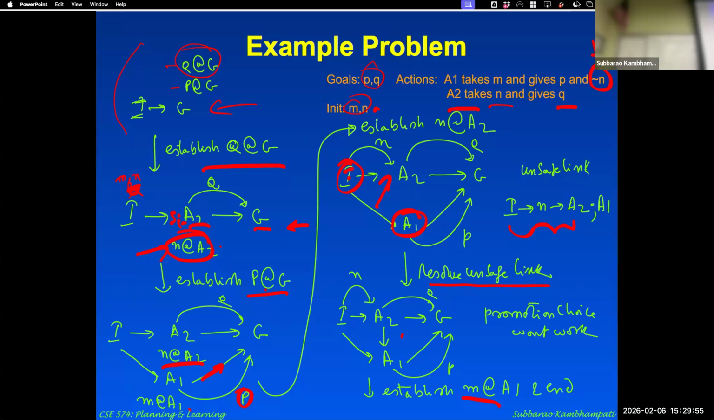You mentioned when we went to this first step, the first step S1, A2 added N and we got Q. Why is N a flaw? Why does N become a flaw there? Because N has to be made true before A2. It is a flaw until somebody commits to making N true.